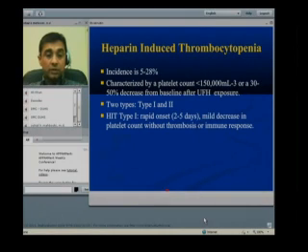It is basically two types, type 1 and type 2. Type 1 is the benign type. It occurs within 2 to 5 days. It is mild and self-limiting, and the drop in platelet count is not massive. It's a small decrease in the platelet count. It does not require any treatment, and it does not involve any immune response. And it does not cause any thrombosis.